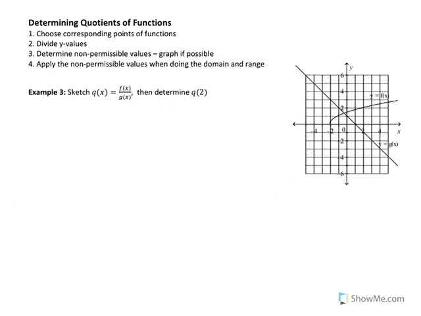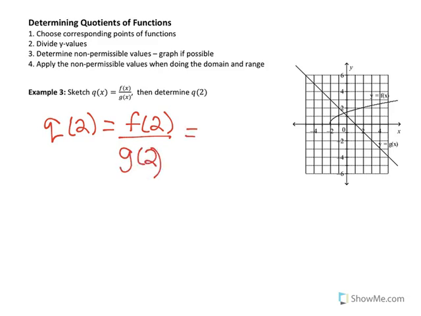Okay, a quotient, same thing. The quotient evaluated at 2 is going to be f of 2 divided by g of 2. We know f of 2 is equal to 2, and we know g of 2 is equal to -1, so it's -2. And just remember that you will have non-permissible values when you're doing graphs of quotients.